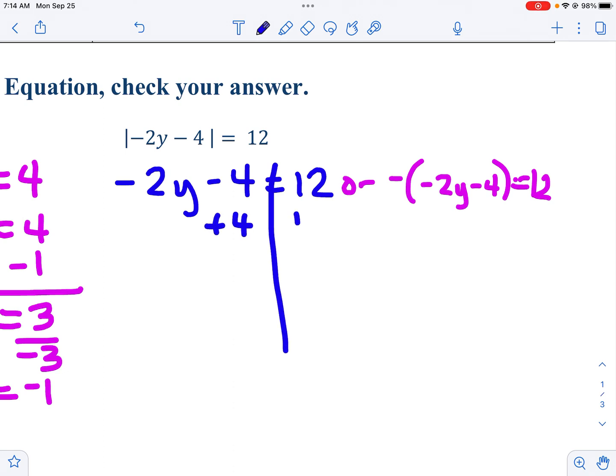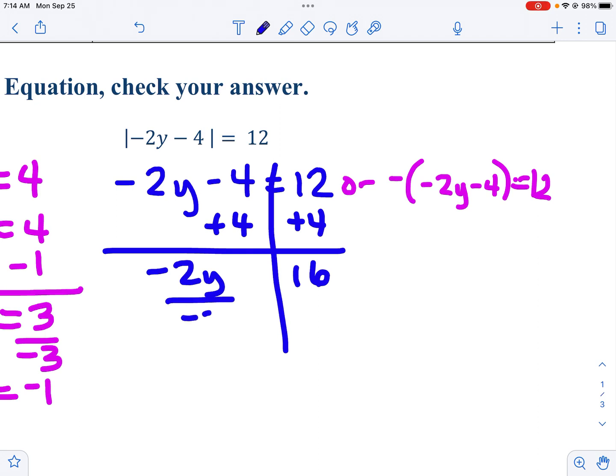Again, that's the easy part because it's just a two-step. So we'll just go ahead and add our 4 to both sides. So that would be 16. We'll divide both sides by negative 2. We get y equals negative 8.